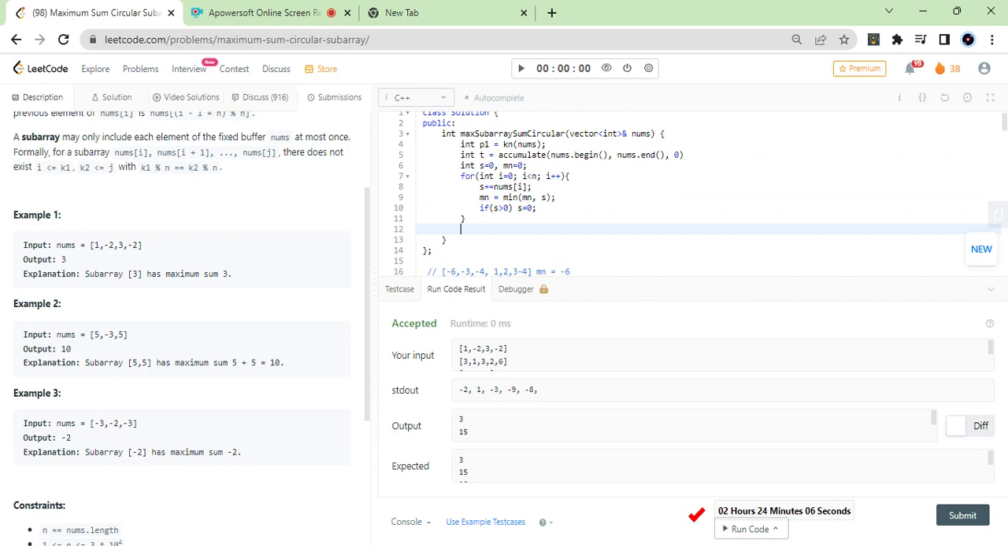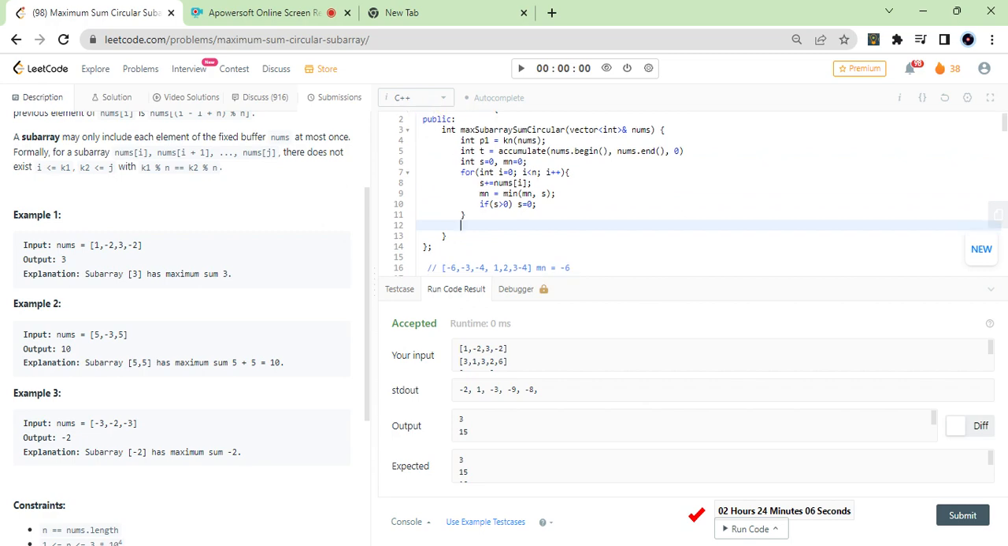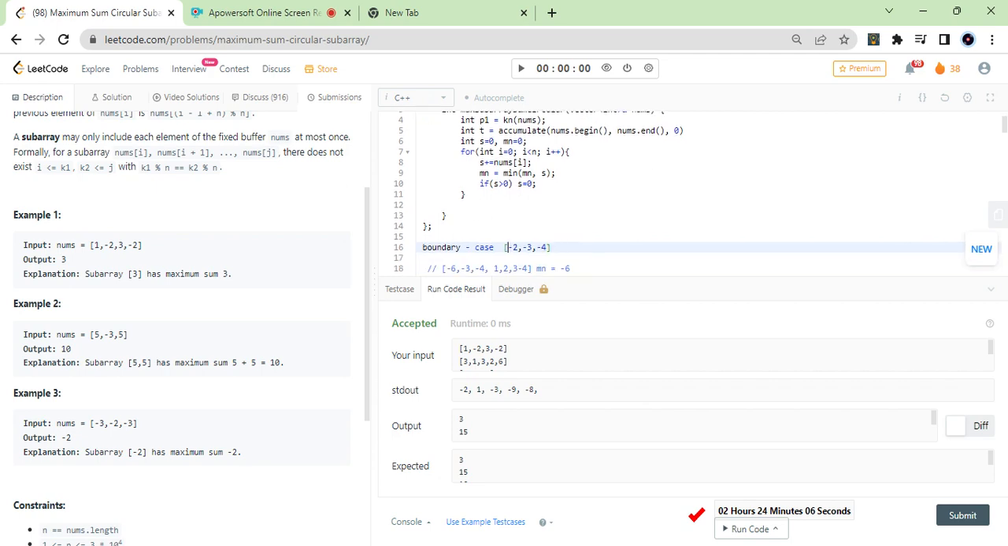Now there comes the thing. If all your elements are negative, what will you take? There is also one boundary case, when all elements are negative. You can just handle it with this code only. For -2, -3, -4, what should be the answer? It should be the maximum element present, which is -2. How will you do that?